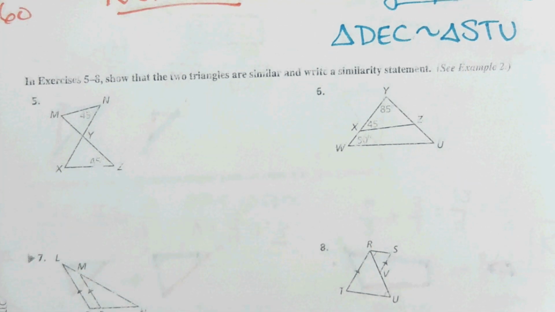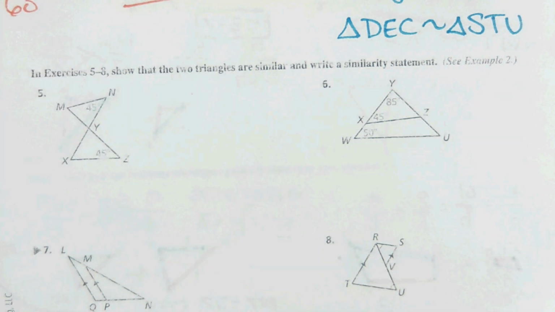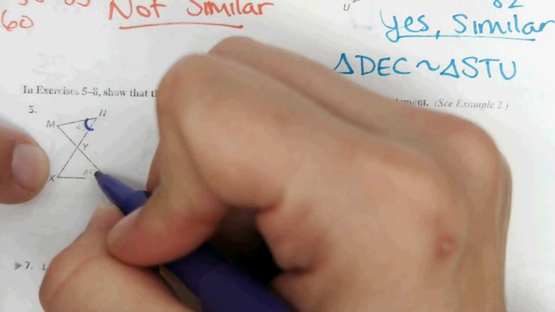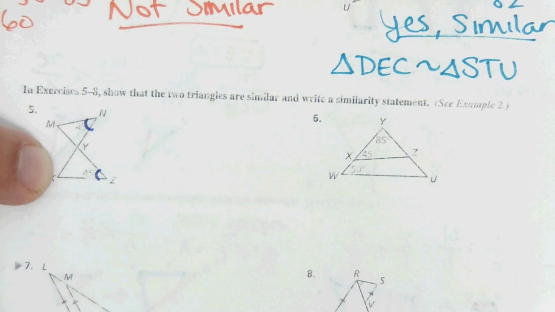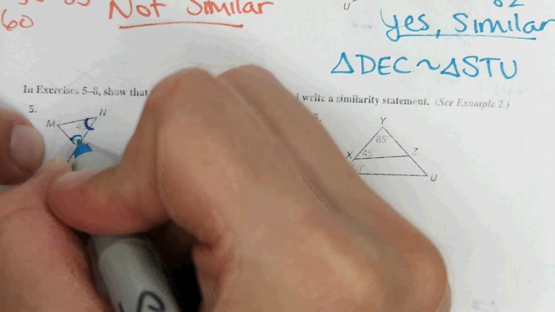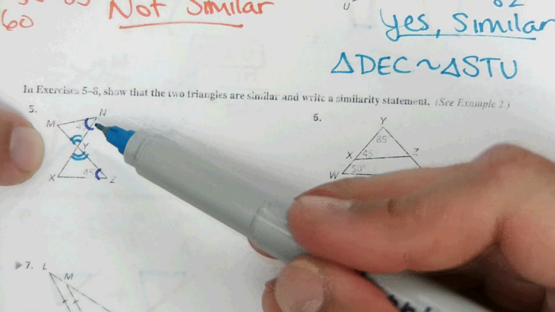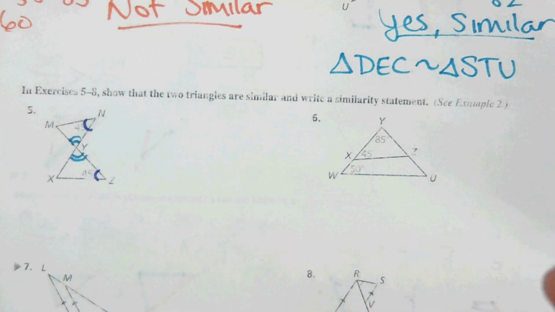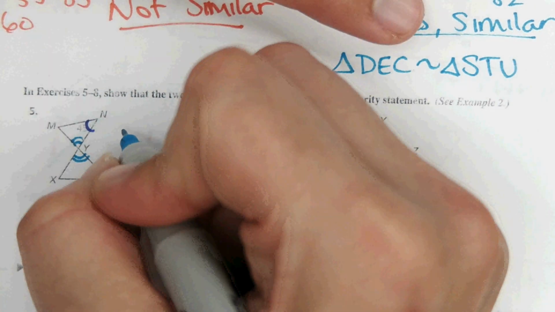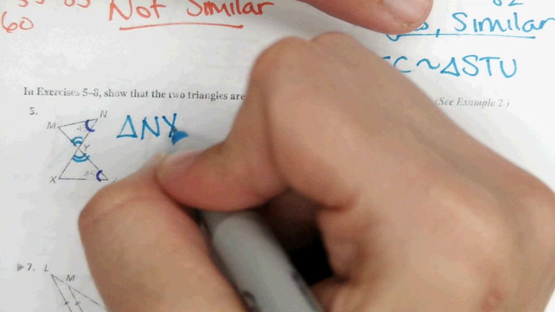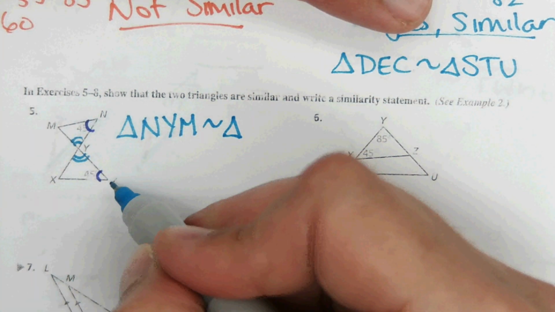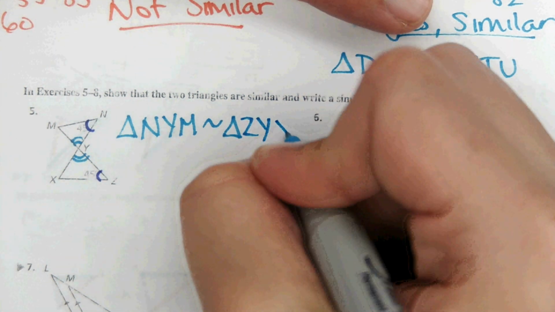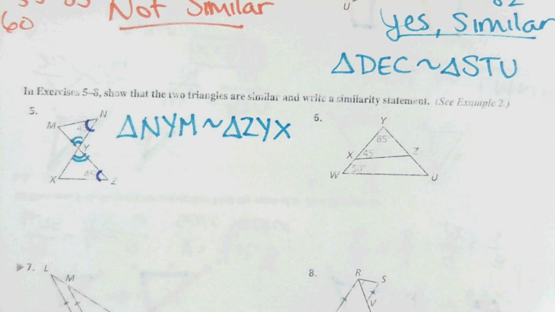Okay, I already got it down. Next part. Okay, show that the two triangles are similar and write a similarity statement. So in these examples, it's going to show you different concepts that we've seen in geometry. So for number 5, it shows that 45 degrees, we have two matching angles here. And then remember, vertical angles are equal. So this angle is the same measure as this angle. So now you have two angles in common. So therefore, these two triangles are similar. We can say that triangle NYM is similar to triangle, and I have to go in the same order, ZYX.